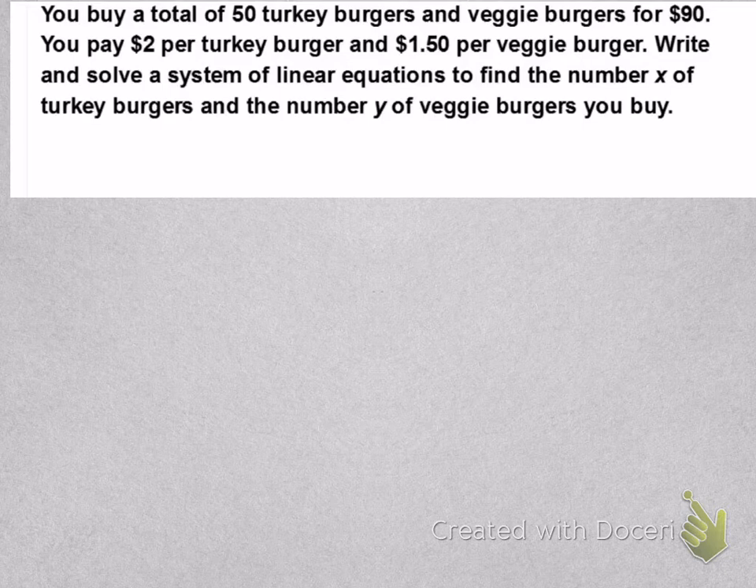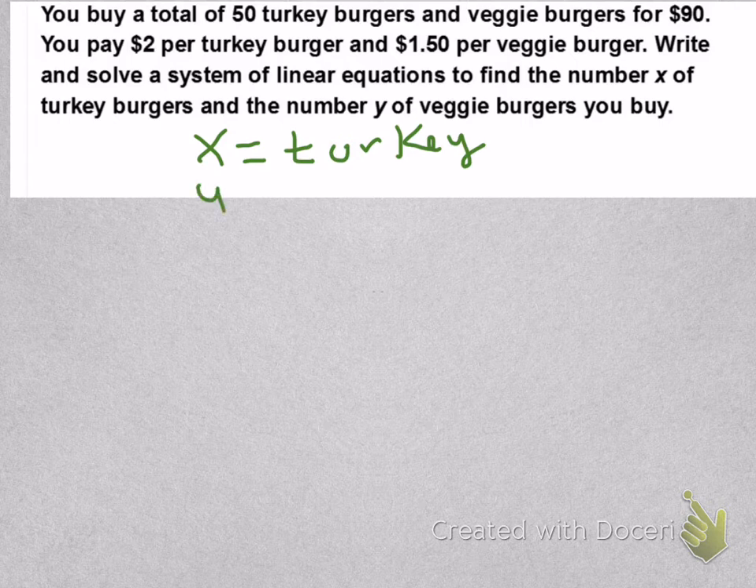Okay, so here we have a word problem. You buy a total of 50 turkey burgers and veggie burgers for $90. You pay $2 per turkey burger and $1.50 per veggie burger. Write and solve a system of linear equations to find the number of turkey burgers and the number of veggie burgers you buy. So we're going to have x equals the turkey burgers. I like to define my variables first. And the y is going to equal the veggie.